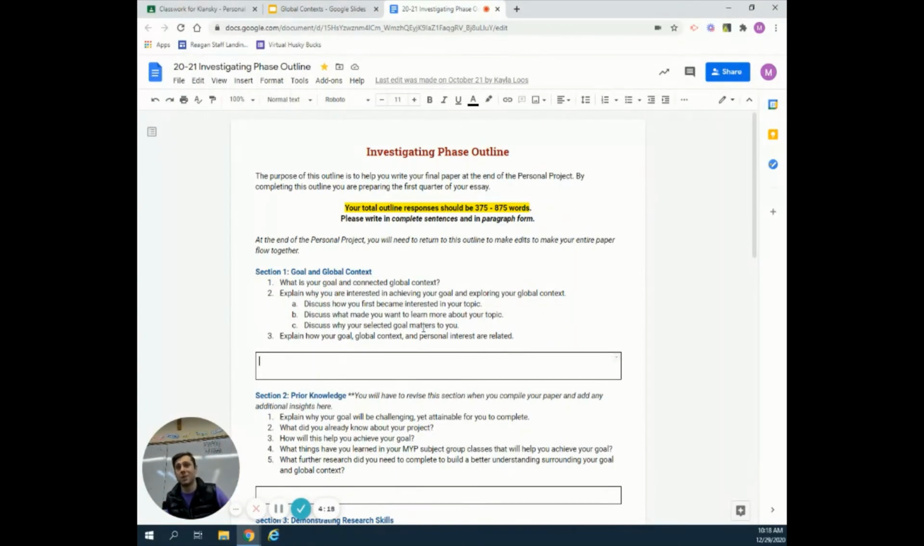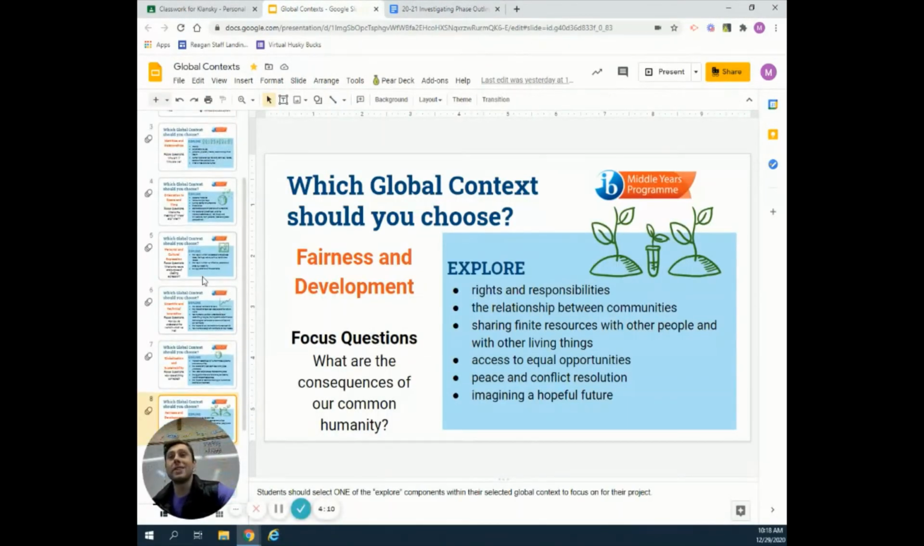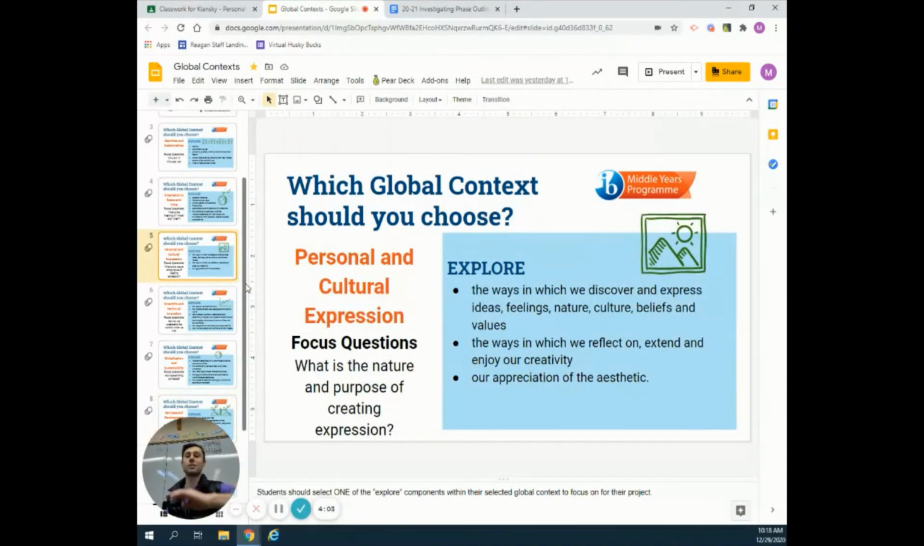This should be the easy one. You don't have to do any research. You don't have to do anything else. Just talk about your goal, all right? So maybe you went out and you said, hey, my grandma is from Peru. I like Peruvian food, all right? I want to learn more about Peruvian food. So I'm going to use personal culture expression to learn how to cook some Peruvian food, and I'm going to make a cookbook while I do it, and it's going to be great.